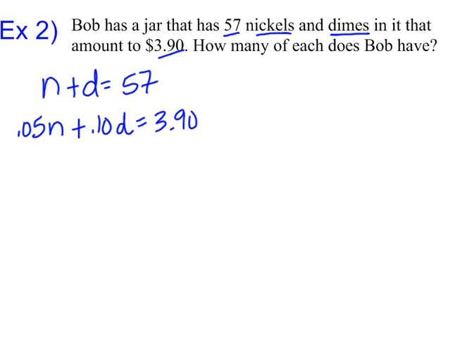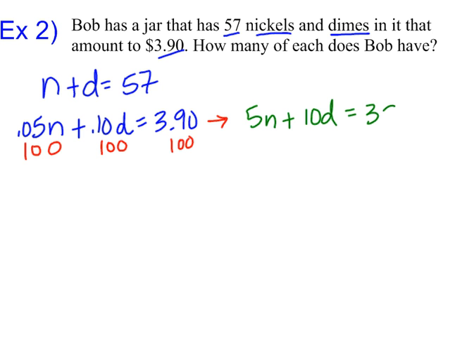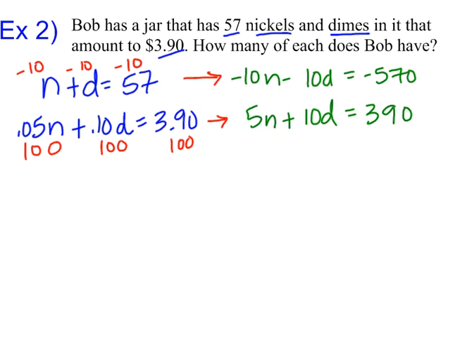So we'll do the same thing again. We multiply through by 100 to get rid of the decimal. That's going to give us 5n plus 10d equals 390. We can either multiply by -5 or -10. I like -10 because it's easier. It doesn't matter which you choose. So I get -10n minus 10d equals -570. We're going to put these together. This time the d's go away.